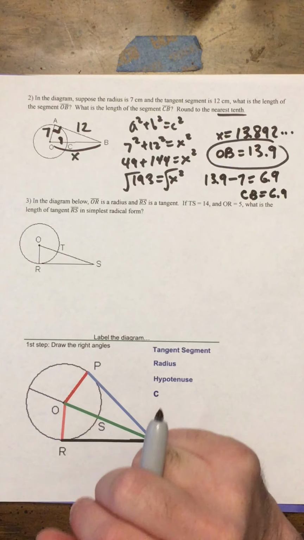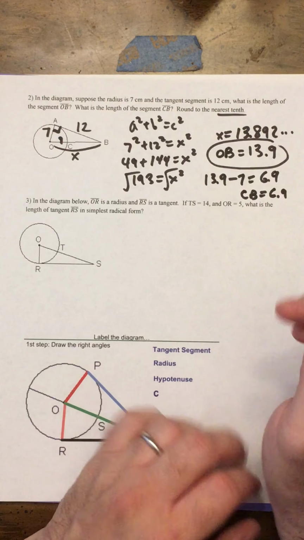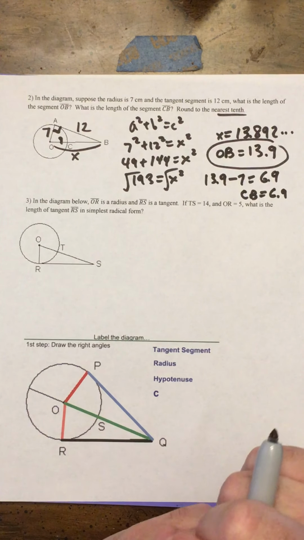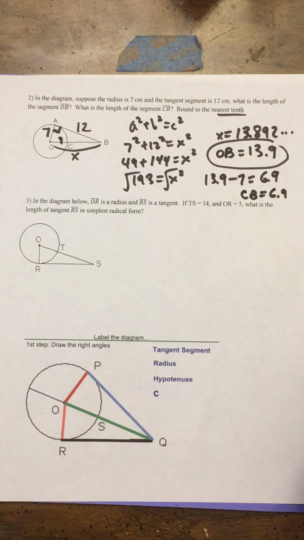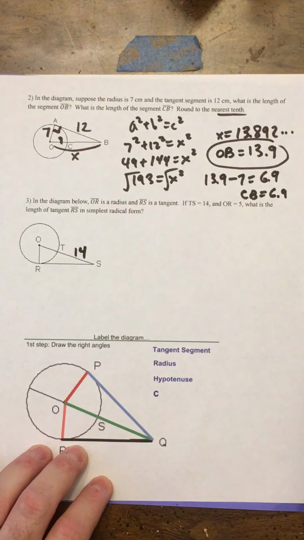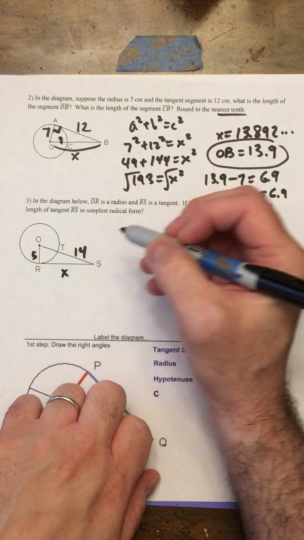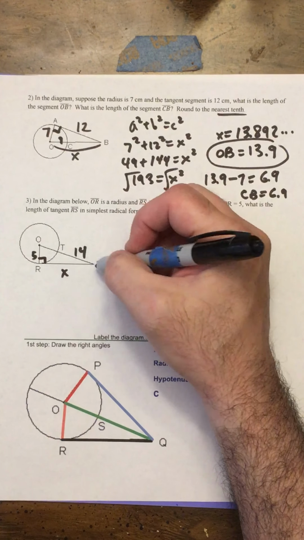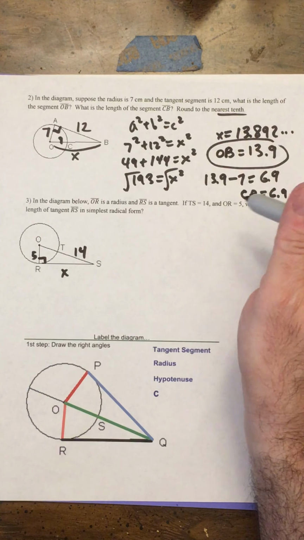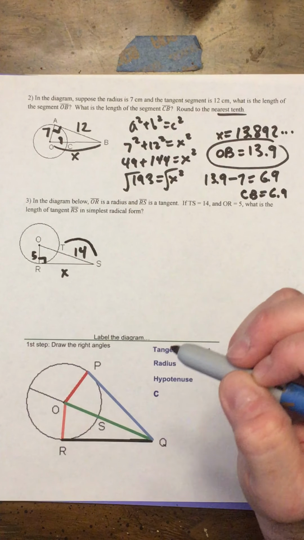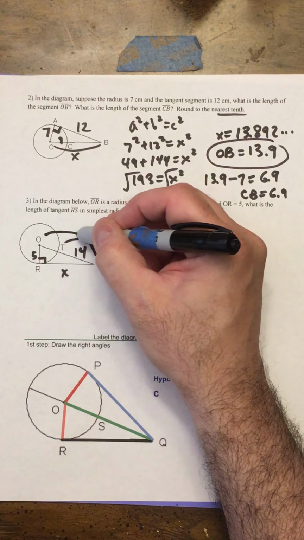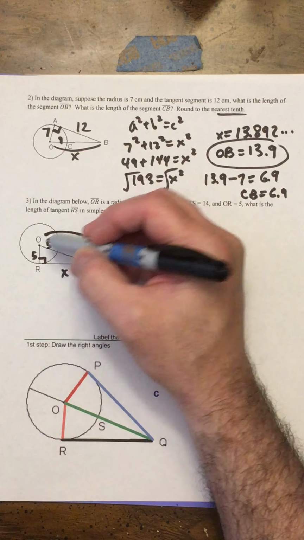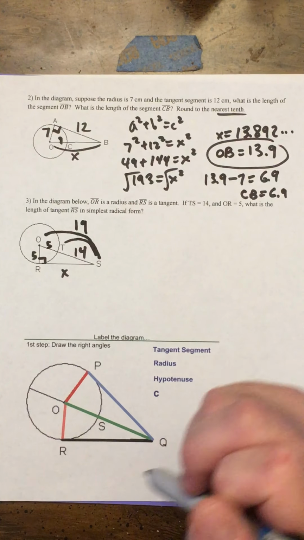All right, this one, it's not particularly more difficult, but there's one small trick in it. Let's take a look at what it says. In the diagram below, OR is the radius and RS is a tangent. If TS is 14 and OR is 5, what is the length of tangent RS? Let's put the right angle where it belongs. It's not by O, it's by R. Now, the 14 is not from O to S. The 14 is from T to S, so please keep that in mind. Well, how long is it from O to S? Well, OT is 5, so therefore OS is 19.